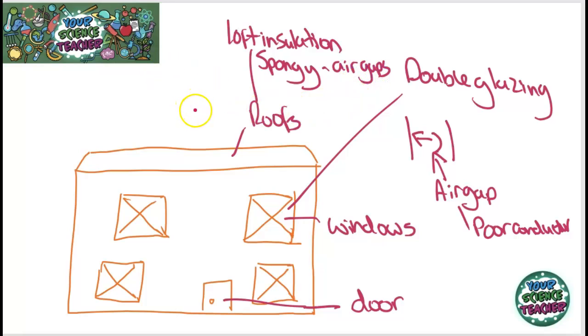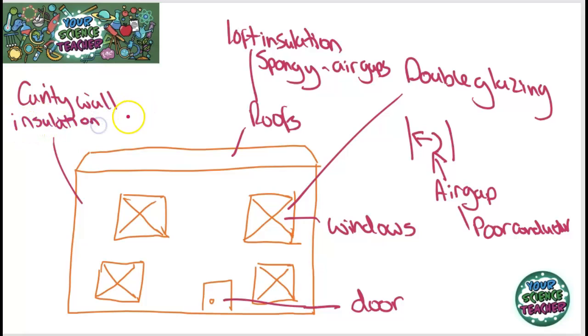It's incredibly horrible if you do get that loft insulation on your skin. I don't advise you going up and checking. And the last thing we're going to look at is that there is also insulation in your walls as well, which is called cavity wall insulation. The way that cavity wall insulation works is it stops the convection currents happening in your walls.